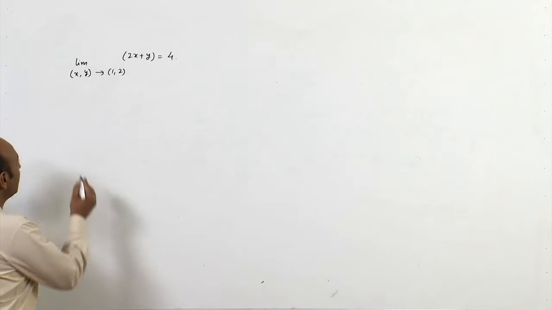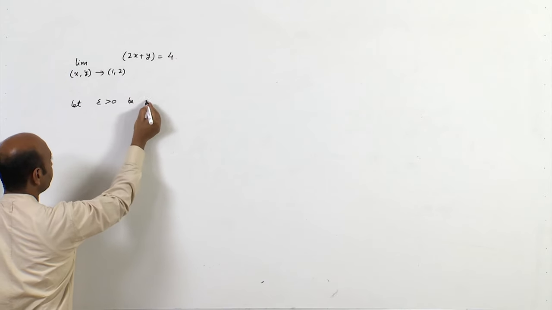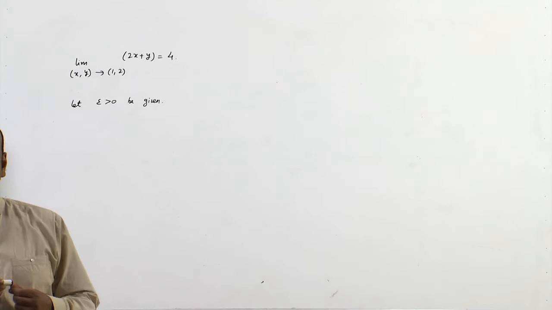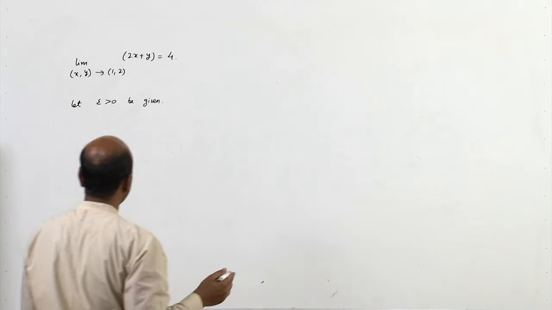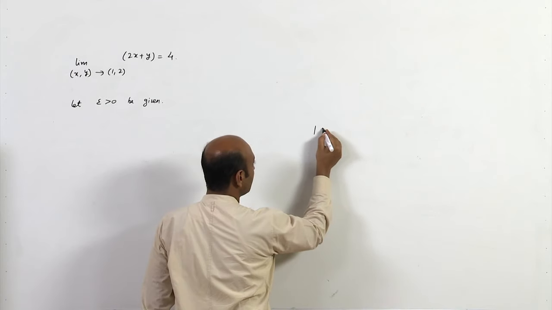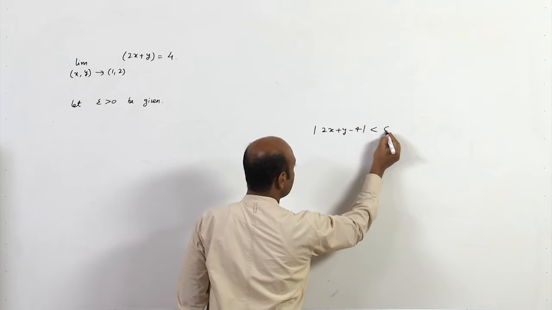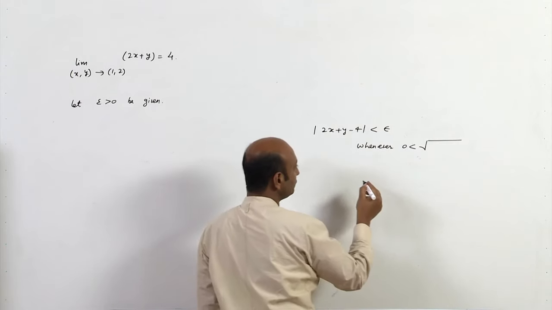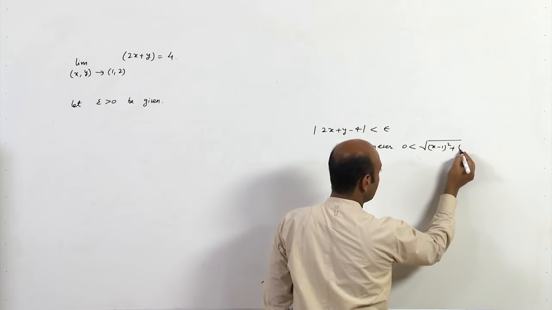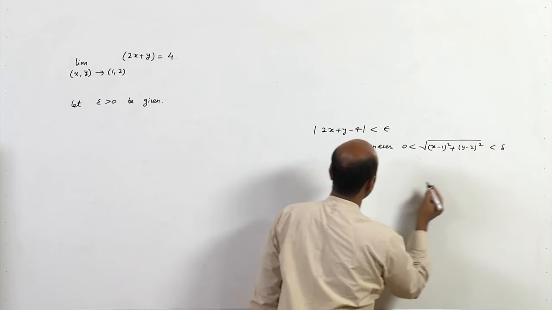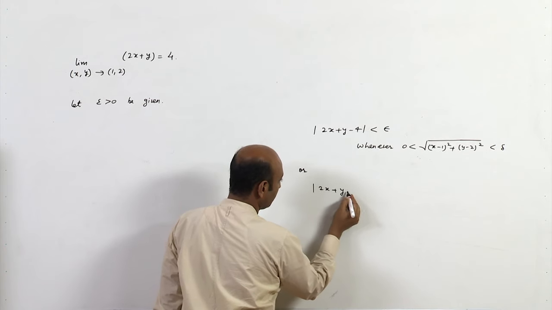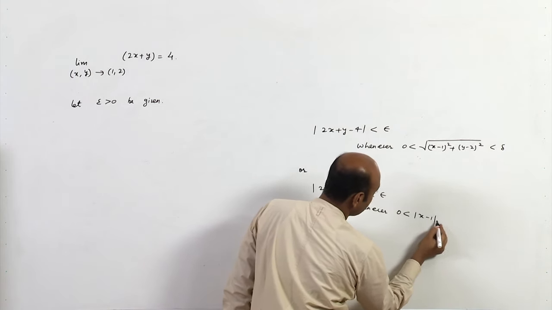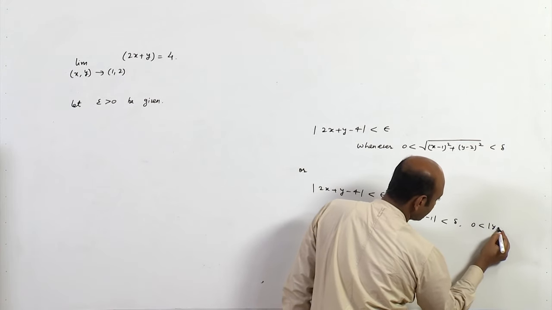How can we proceed? For that, we let epsilon greater than 0 be given. Now again, we have to show that there exists a corresponding delta greater than 0 such that mod of 2x plus y minus 4 is less than epsilon whenever 0 is less than the square root of (x minus 1) whole square plus (y minus 2) whole square, which is less than delta, or mod 2x plus y minus 4 is less than epsilon whenever 0 is less than mod x minus 1 less than delta and 0 is less than mod y minus 2 less than delta.